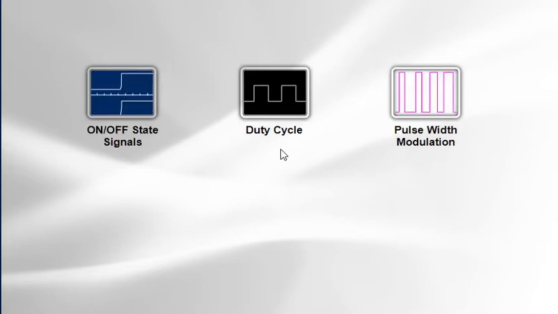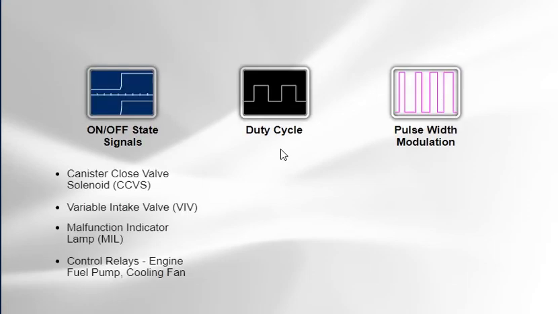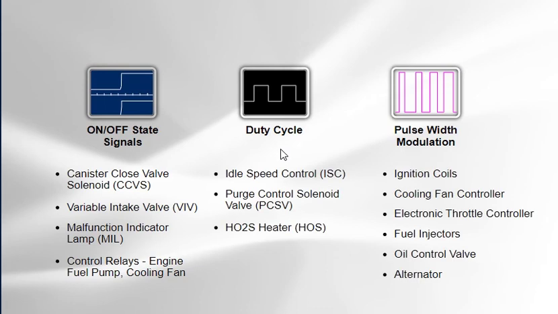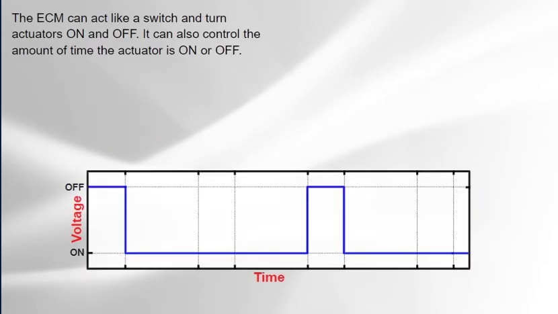You have seen how the ECM processes input signals. Now let's look at the three most common types of output signals and the actuators that generate them. The ECM can act like a switch and turn actuators on and off. It can also control the amount of time an actuator is on or off.